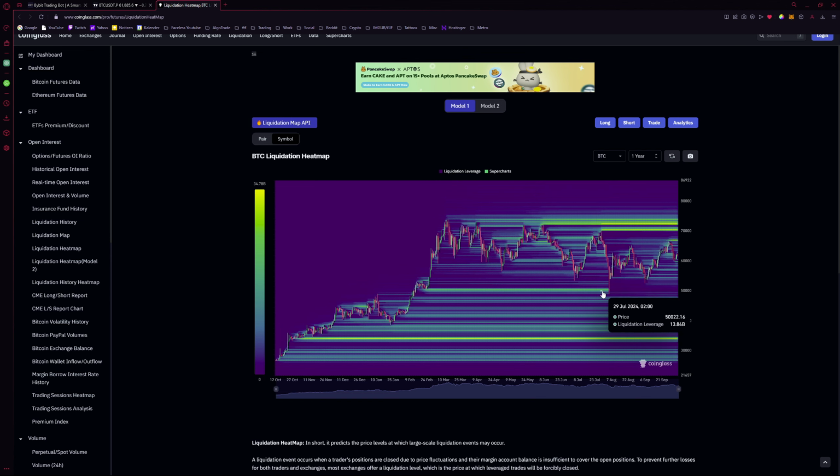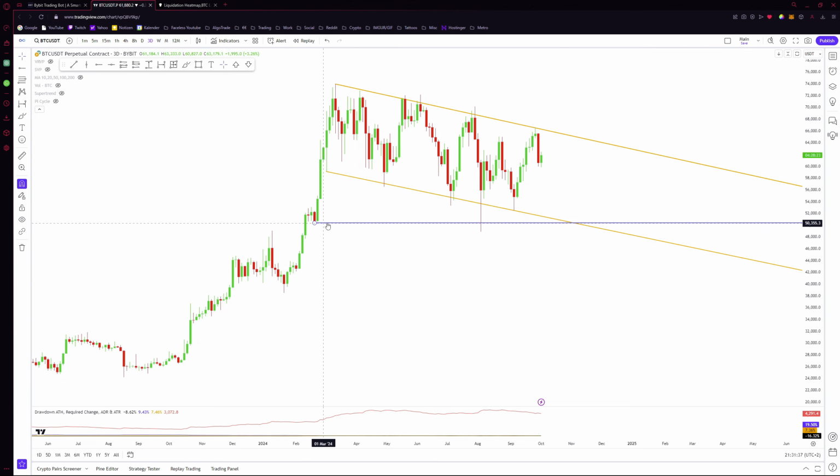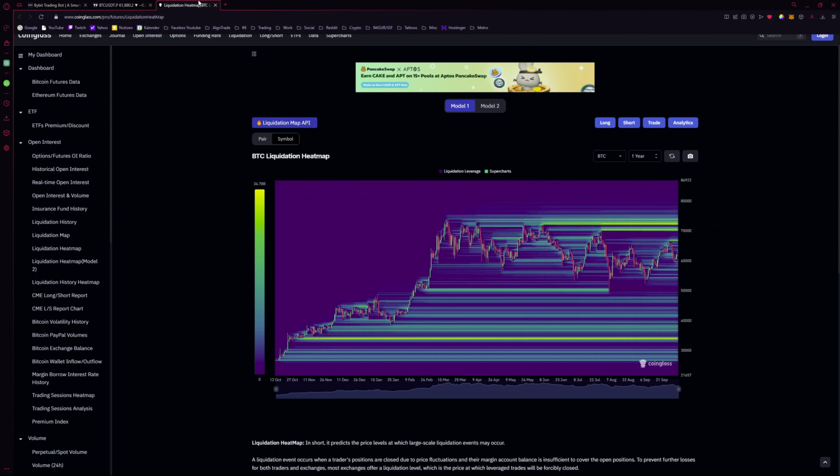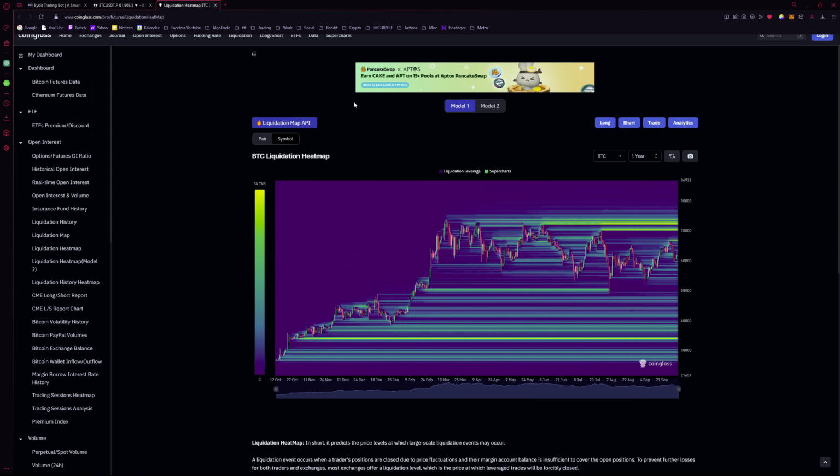In this case, we can see a big liquidation level around 50K, which has already been erased, but I'm just gonna draw it on the chart again so we can see that this was a very big liquidation level. If we look on the other side, we can see we have lots of liquidations around the recent swing high, around 67K. So I'm gonna draw this again. It's right around the swing high right here.